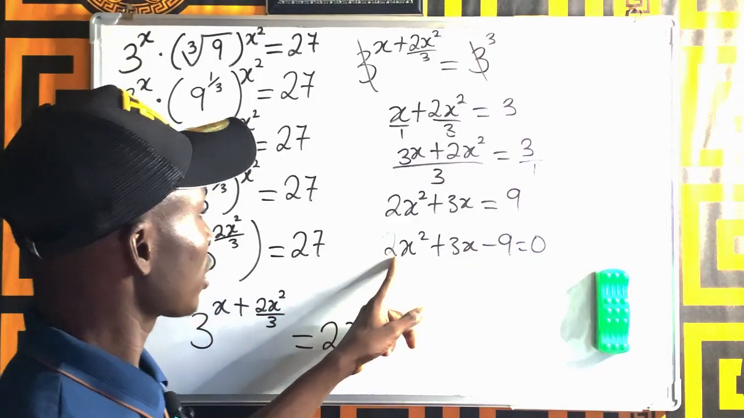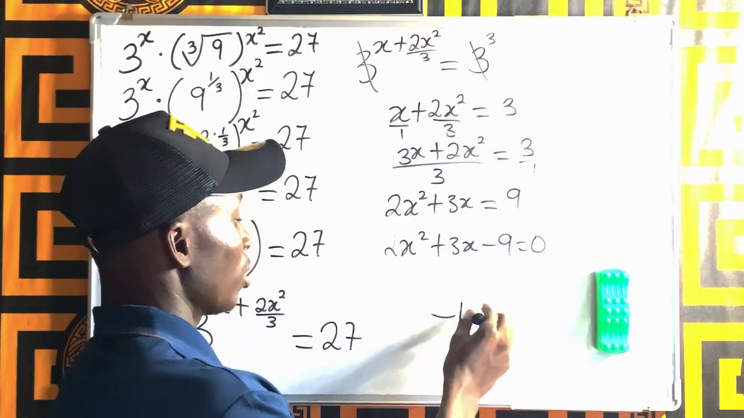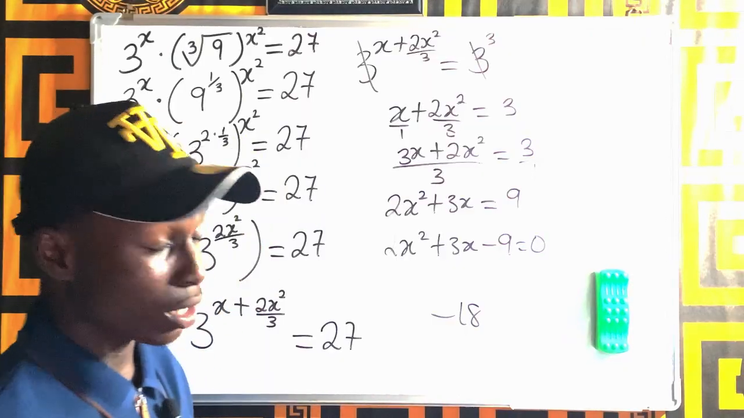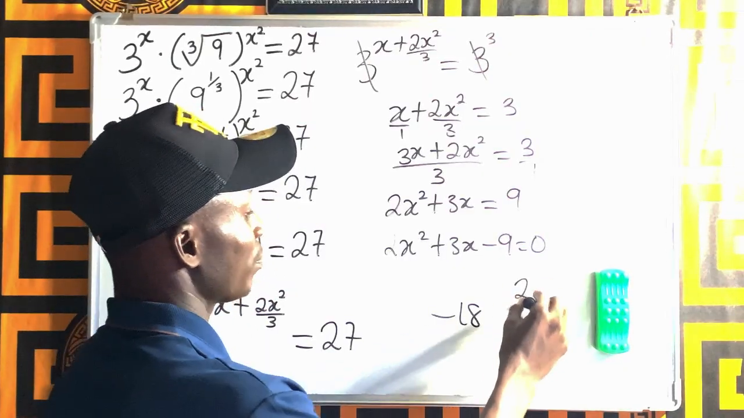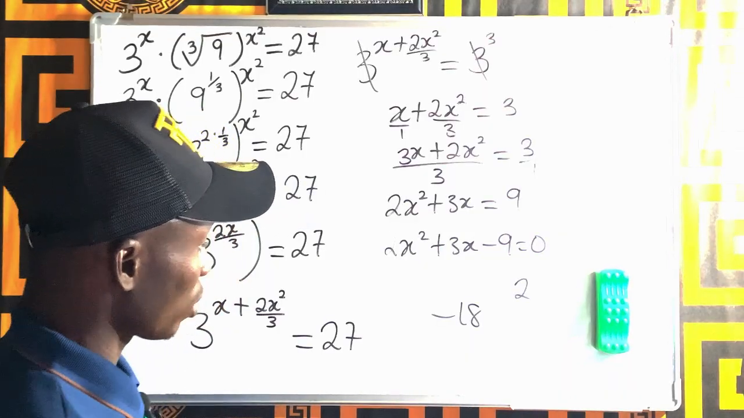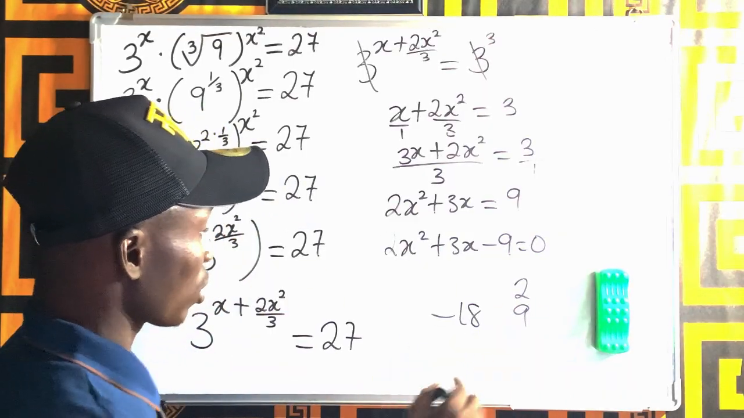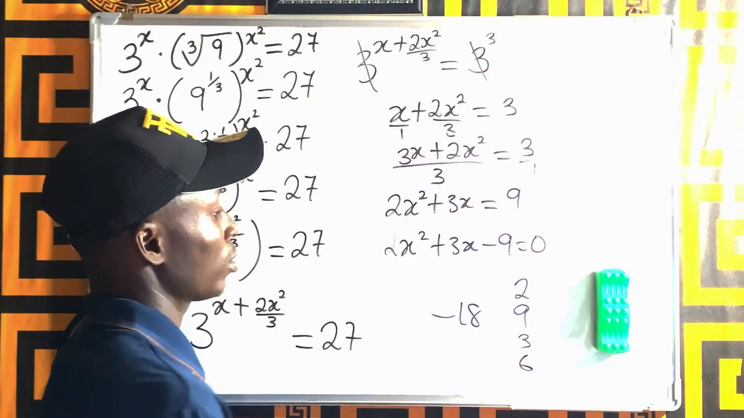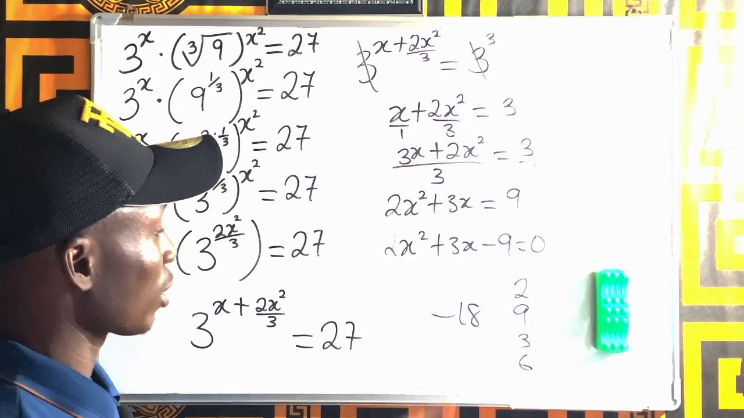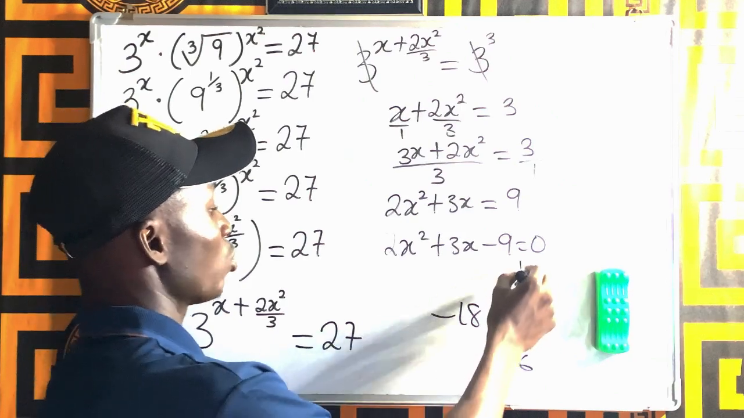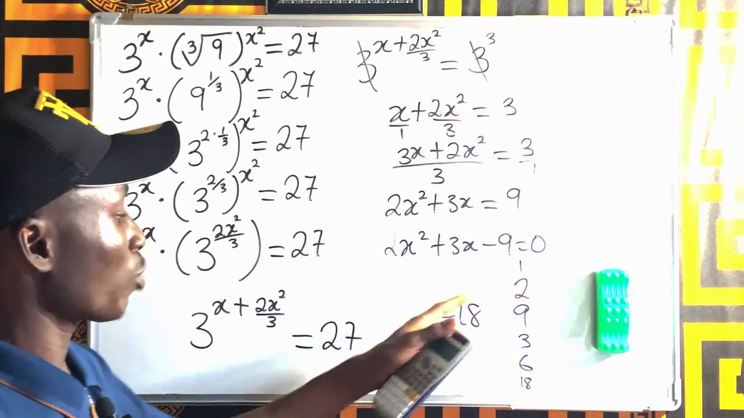Now 2 times 9 will give us minus 18. Let's look for the factors of 18. I know that 2 goes into 18, 2 nines are 18, so 9 is also a factor. 3 goes 6 times. 1 goes into 18, and 18 itself is also a factor. So these are the factors of 18.